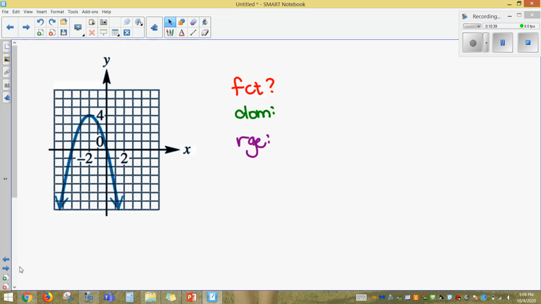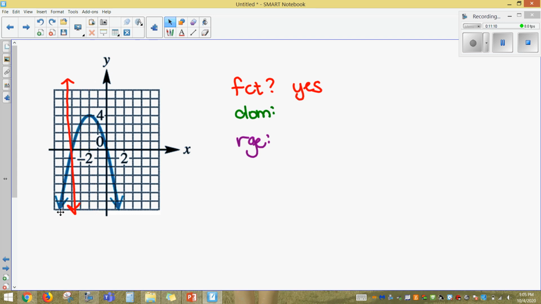Go ahead and do the same thing on this one. Pause the video. When you're ready, turn it back on for the answers. On this example, no matter where I draw my vertical line, it's always only going to intersect at most one time. So yes, it's a function.